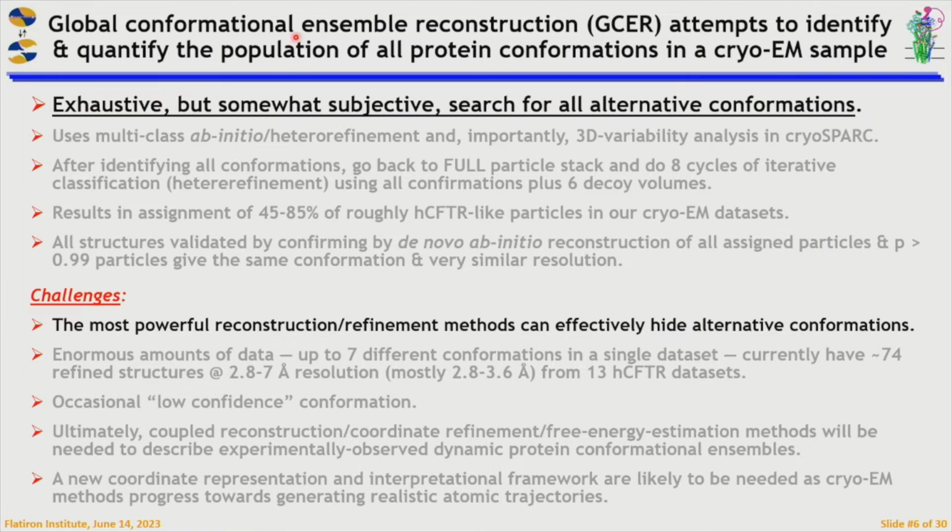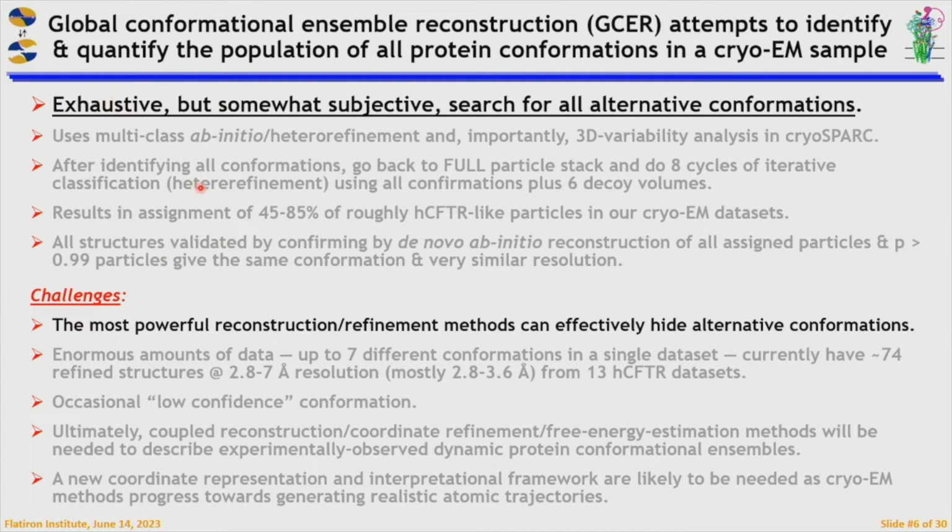So what is a G-STIR? A G-STIR is a global conformational ensemble reconstruction. What that means is when you take your sample, you try to find every conformation of your protein that is in the sample. This is different from what many people are now trying to do. Pretty much everyone who's doing it is doing it a bit differently. But still, the bulk of the people doing Cryo-EM are essentially trying to find one conformation. So they're using the electron microscope as if it were an X-ray crystallography experiment to find one conformation, and I think they're throwing away the richness of what you can really learn from it. So the global conformational ensemble reconstruction is an exhaustive, but admittedly somewhat subjective, search for all alternative conformations.